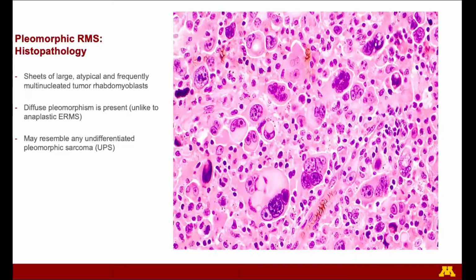Histologically, they have diffuse sheets of pleomorphic rhabdomyoblasts with large polygonal cells, pleomorphic nuclei, and abundant eosinophilic cytoplasm, as shown here. Unlike the anaplastic subtype of embryonal rhabdomyosarcomas that we described before, these tumors have more diffuse pleomorphism, and essentially they can resemble any undifferentiated pleomorphic sarcoma.